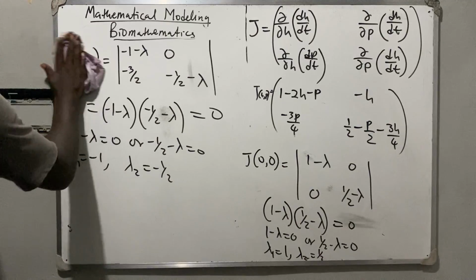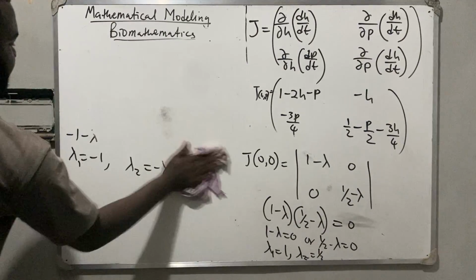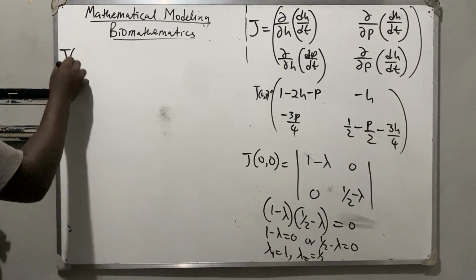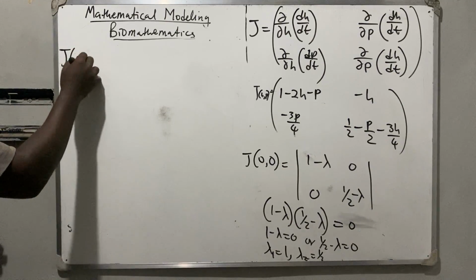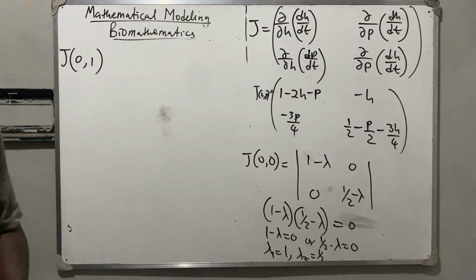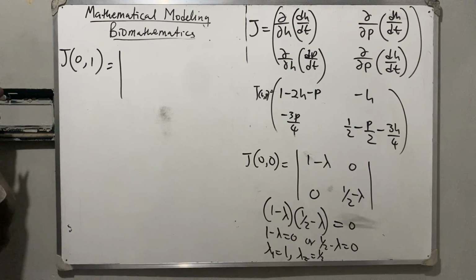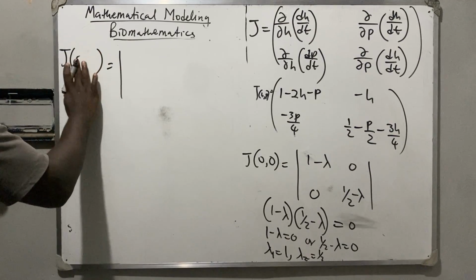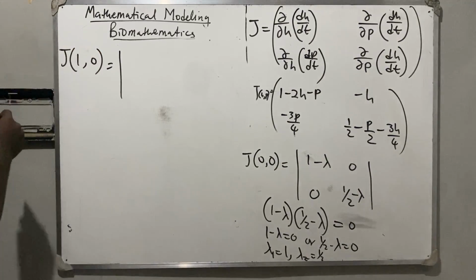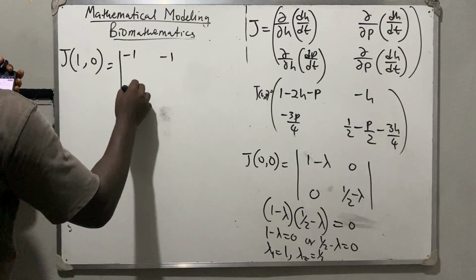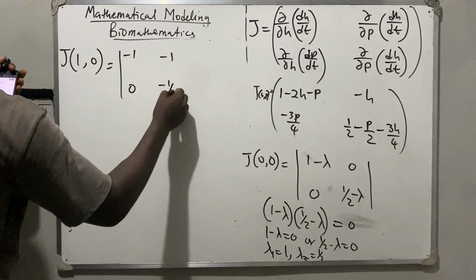So let's check for the next one. So the next one is what? J of, I think, 0, 1. Let me check if my time is still okay. J of 0, 1. So J of 0, 1 gave us, sorry, it was 1, 0. So 1, 0 gave us this time minus 1, 0, and minus 1 over 4.